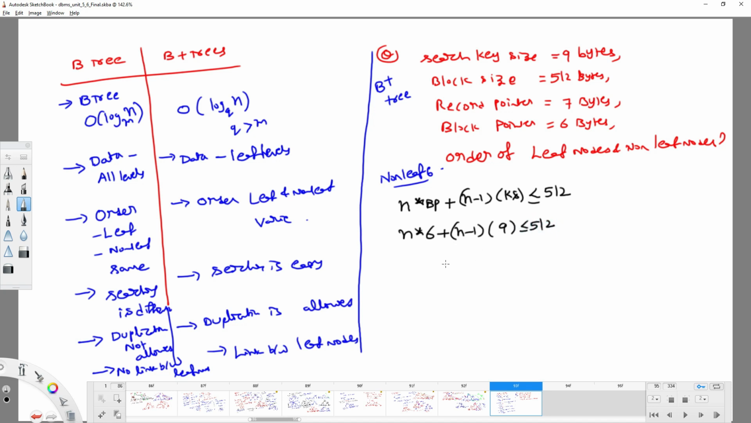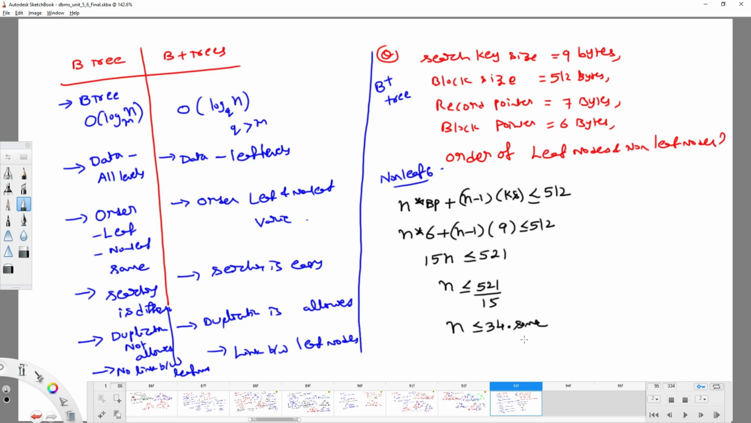6n plus 9n, which is 15n minus 9. If you go towards the right side, it will be 521. N is going to be less than or equal to 521 by 15, which is 34 point some value. Then what value will you take? Are you going to take floor or ceil? You have to take the floor, right? If it is 34 point something, there is no problem. It is going to fit.